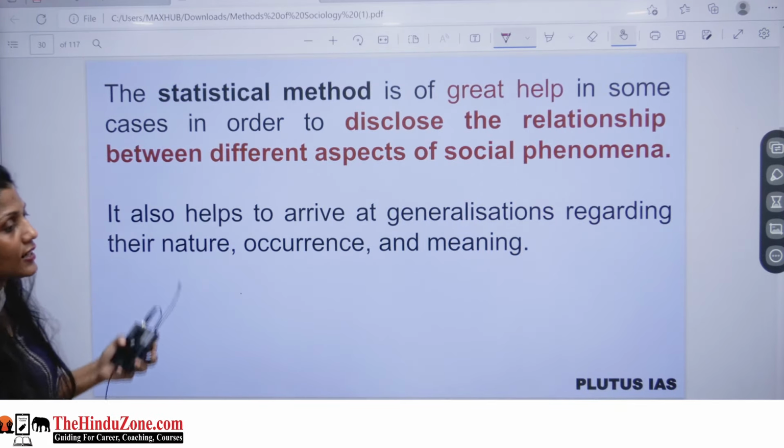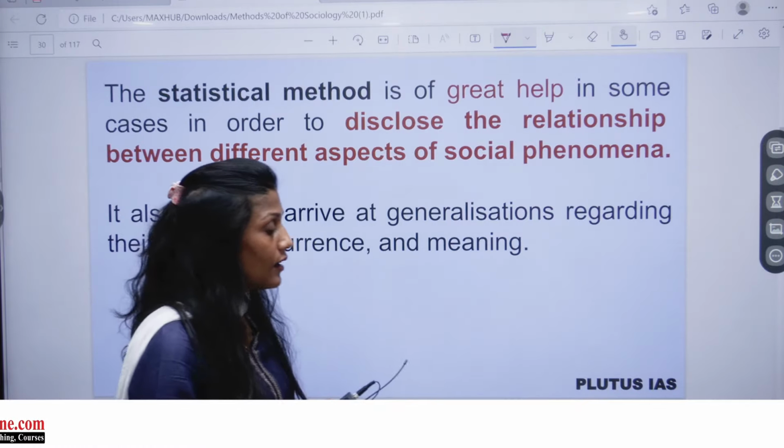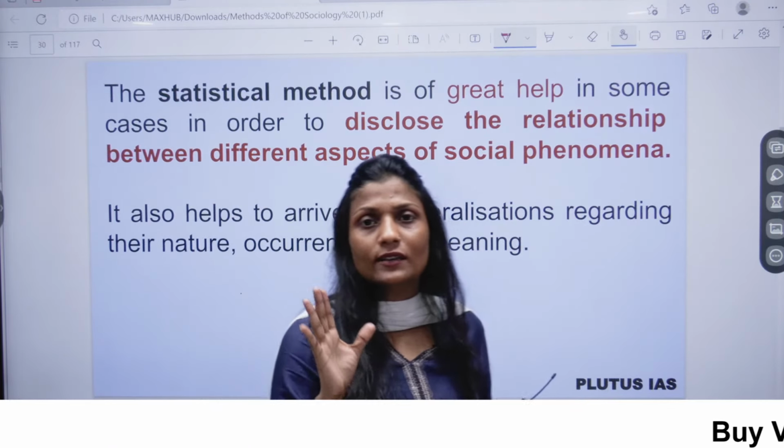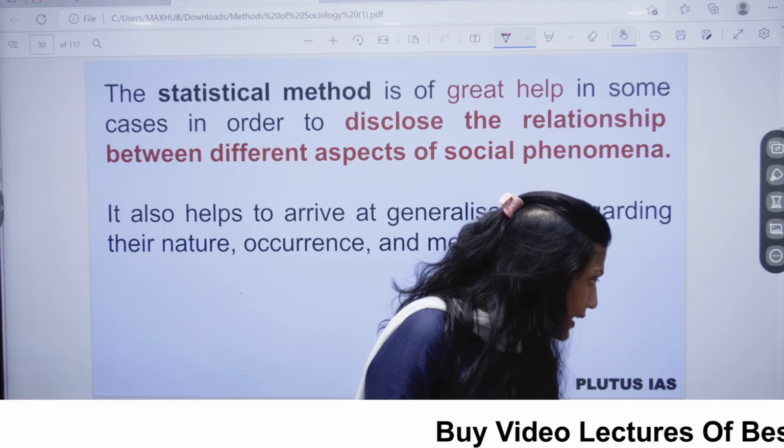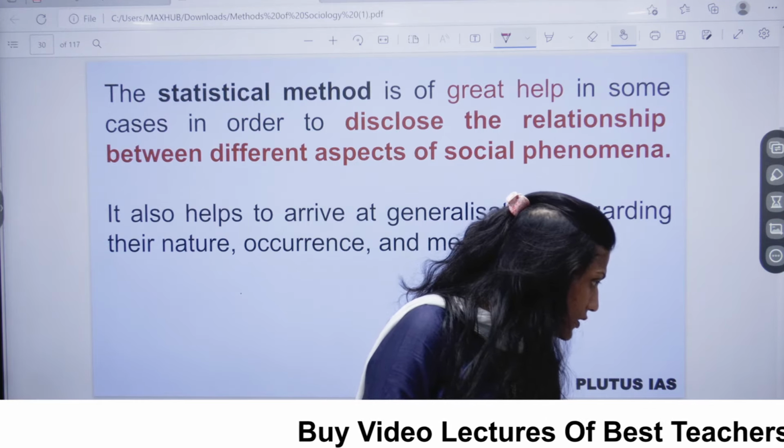Then we have statistical methods. So online students, is it clear to all of you? Ankit, Saitya, Nitin, Pavan, Saurabh, Sharda.